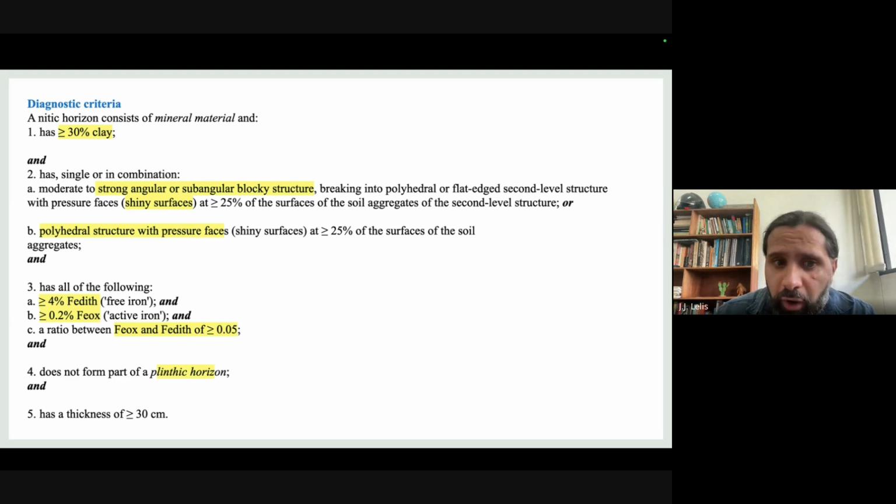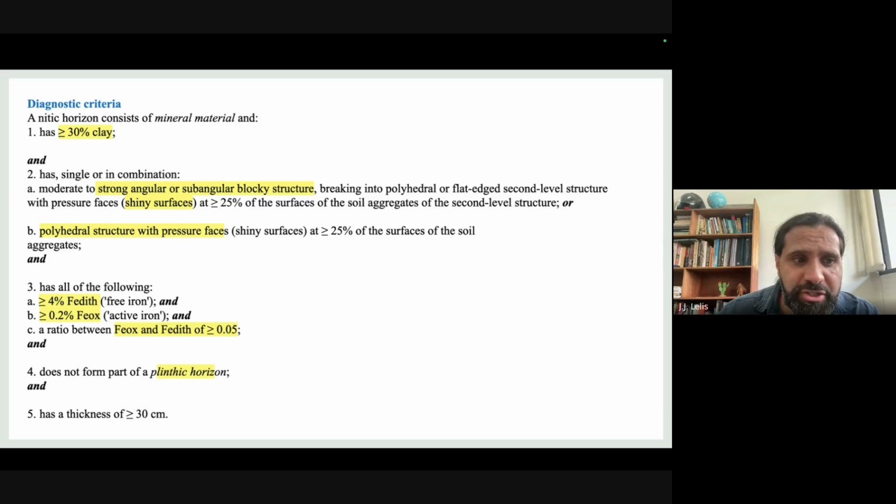And we have in all of these structures shiny surfaces, okay, shiny faces on a minimum of 25% of the faces, okay. Or the other option is to find polyhedral structures like the prismatic one with shiny faces, okay. So we must register blocky or prismatic structures to identify the nitic horizon. In both cases, we must find shiny surfaces or shiny faces, okay, in at least 25%.